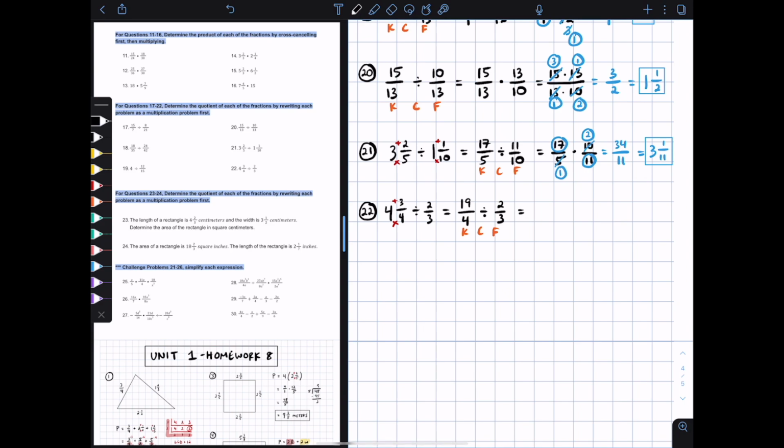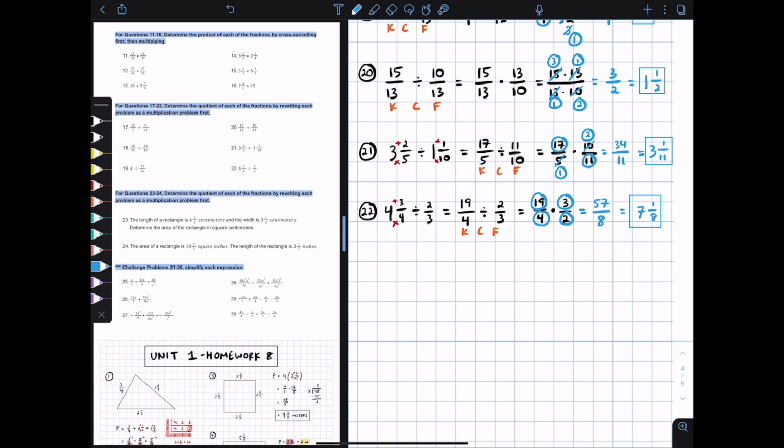And if we do that, we end up with 19 over 4 times, again, we're going to flip this one upside down, so it's going to be 3 over 2. So I know it's super sad, but we can't cross anything out here, so we're just going to have to multiply 19 times 3, that's 57. And then on the bottom, 4 times 2, that's going to equal 8. Let's see, 8 goes into 57 7 times. 7 times 8 is 56. So it goes in 7 times with 1 left over. So 7 1/8. That is the last division problem from this section, okay?